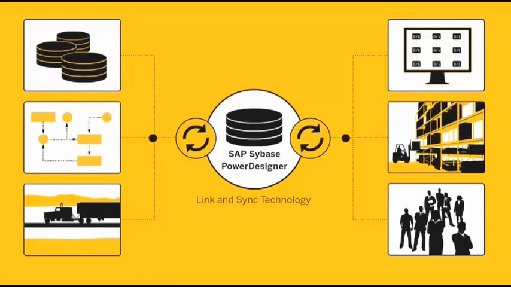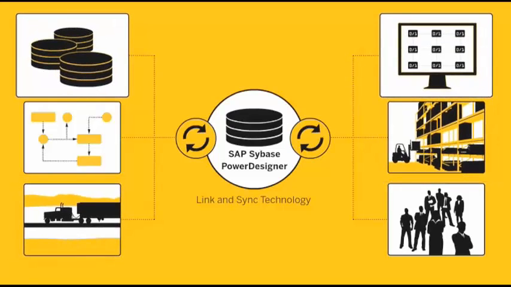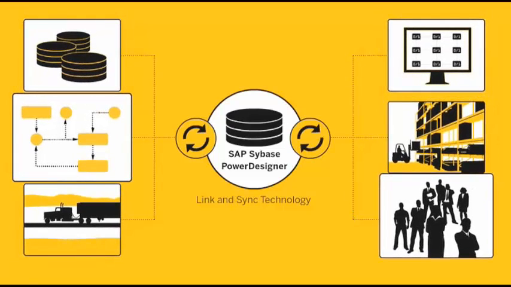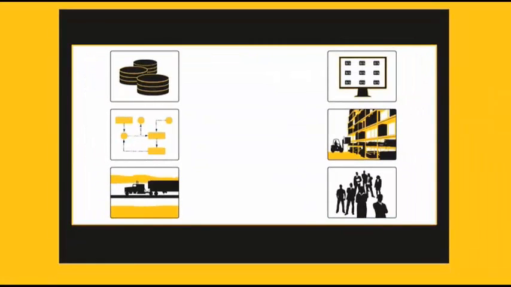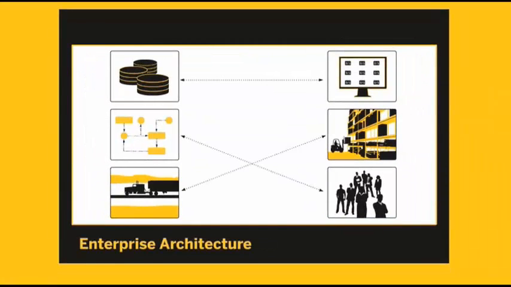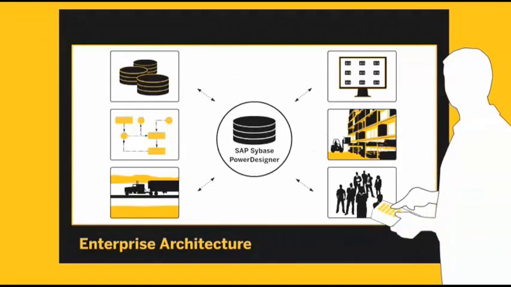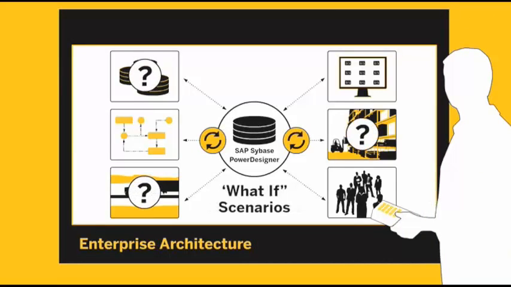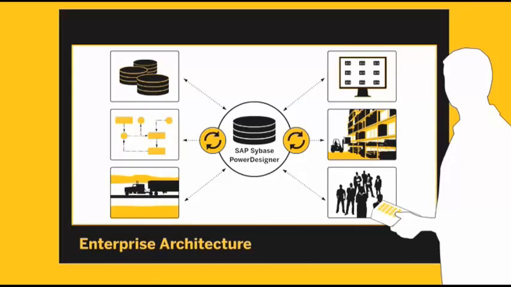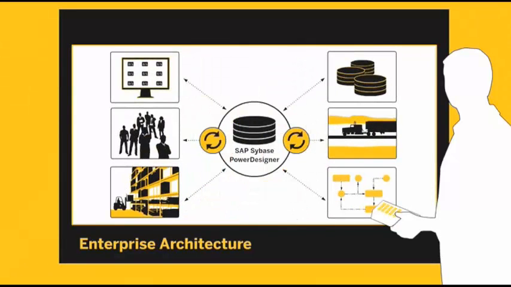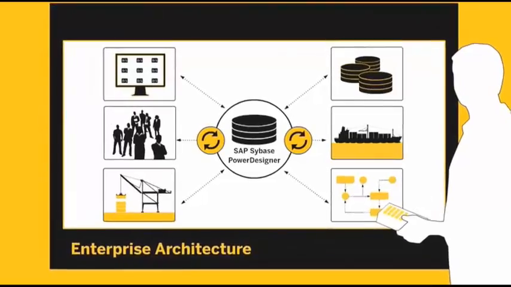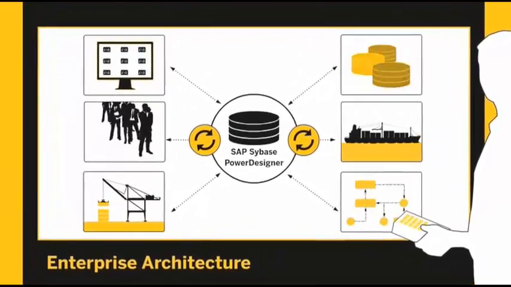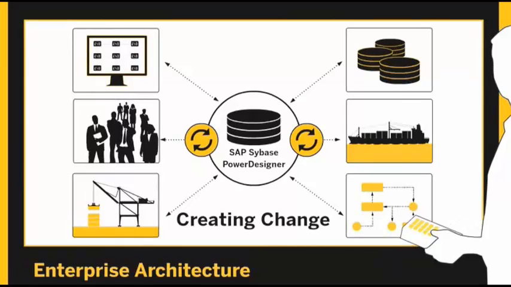SAP Sybase Power Designer actually shows you how various elements of your business depend on one another. This dependency capture is the biggest hurdle in developing a true and effective EA. Once you manage your enterprise architecture in SAP Sybase Power Designer, you can start looking for what-if scenarios, or for bottlenecks, or you can explore ways to transform your business. Ultimately, when you use SAP Sybase Power Designer to model your enterprise architecture as a strategic tool, you can stop responding to change and start shaping business strategy by creating change.